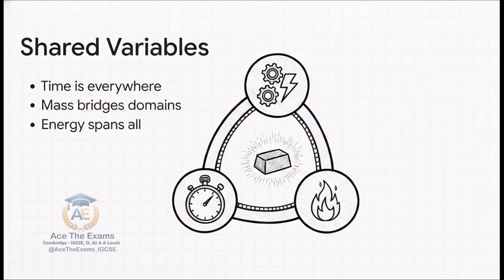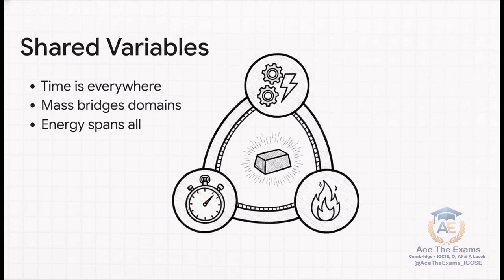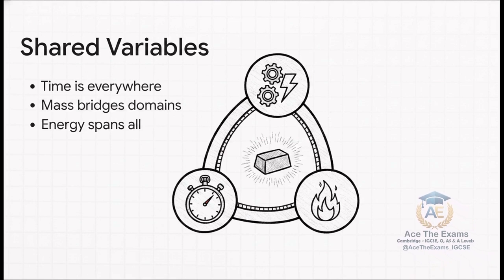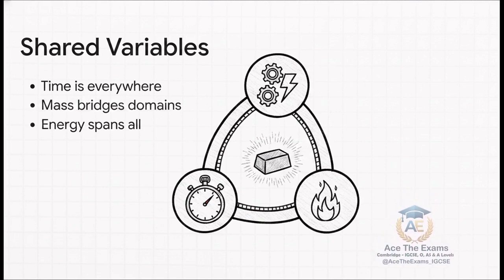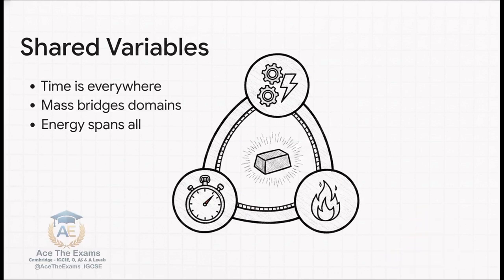But here is where you really separate the good physics students from the great ones. You absolutely have to recognize the variables that cross between domains. Time, for instance, is everywhere. It's in speed, it's in power, it's in electrical current. Mass bridges both motion and thermal physics. And energy spans literally everything on the entire syllabus. So the crucial point here is that because these variables cross boundaries, you can confidently link a mechanics problem to an electricity problem using those shared terms. If you know the mechanical work done, you can easily figure out the electrical energy transferred. They speak the same language.